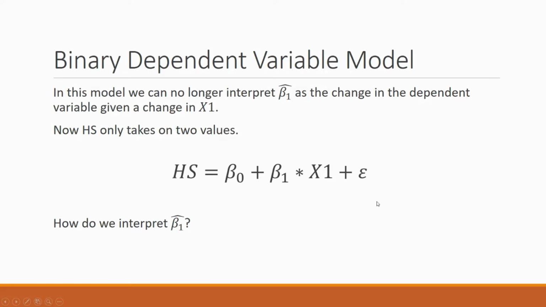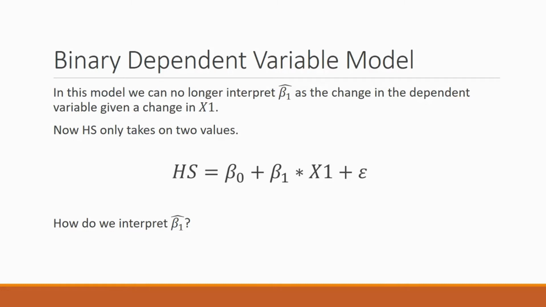Now, if you remember, when we had a continuous dependent variable and we ran this regression using ordinary least squares, we would interpret beta 1 hat to be the change in the dependent variable given a unit change in the independent variable. We would say, how much does the dependent variable go up given a unit change in the independent variable?